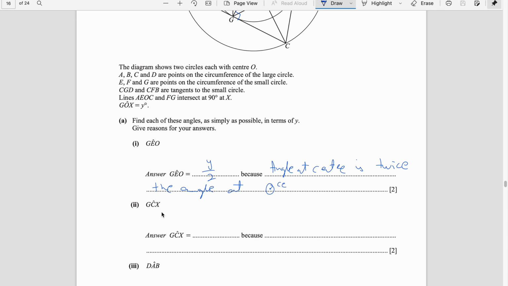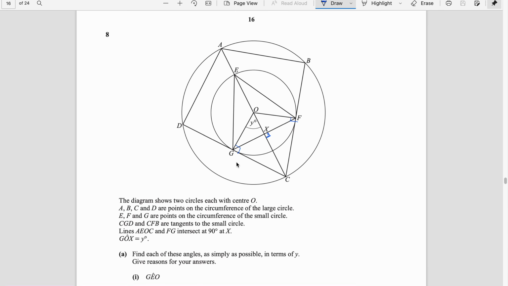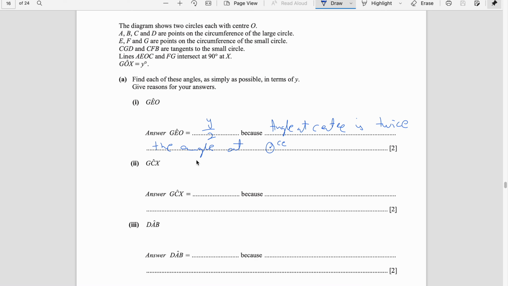Next is GCX. This is G, this is C, this is X. So we know these two angles. Take away these two angles from 180 and you're left with this. So it is 180 minus 90 minus Y. So we are left with 90 minus Y, and the reason is simply angle sum of triangle.